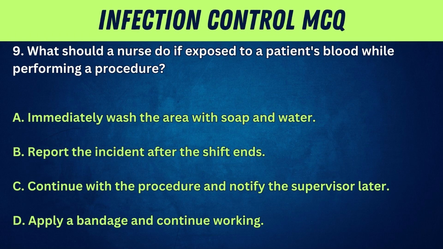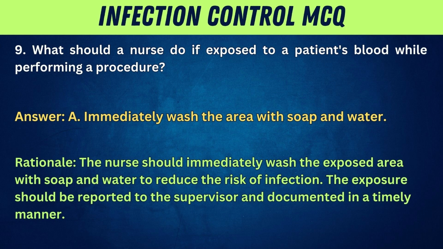9. What should a nurse do if exposed to a patient's blood while performing a procedure? A. Immediately wash the area with soap and water. B. Report the incident after the shift ends. C. Continue with the procedure and notify the supervisor later. D. Apply a bandage and continue working. Answer: A. Immediately wash the area with soap and water.